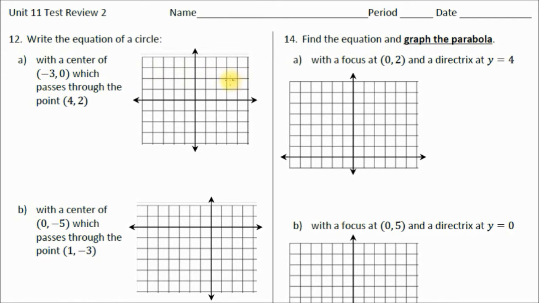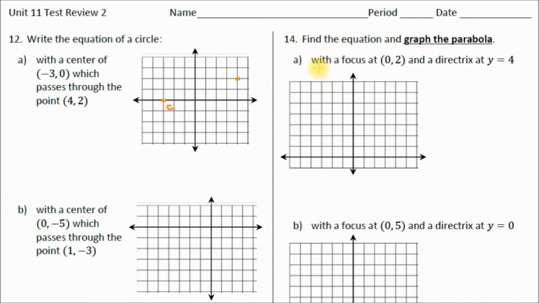So let's go ahead and graph this first. Here is (-3, 0). Let's change color so you can see that. (-3, 0), that's our center. It passes through the point 1, 2, 3, 4, 1, 2. And the question is, what is the equation?